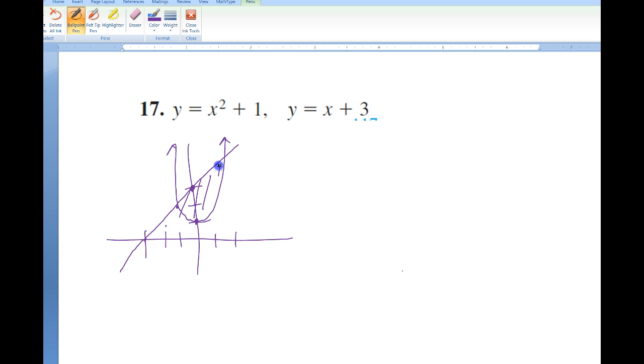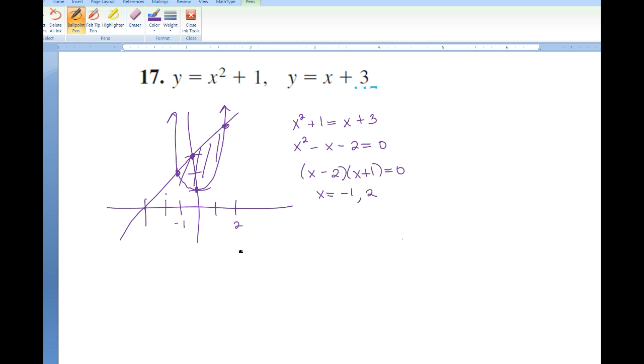So we're looking at this region. Now we need to figure out where they are bounded. If we were to do this by hand, we would set them equal to each other, and this actually ends up factoring. So we get -1 and 2. Those are going to be the bounds. So we're going to take this region and rotate it about the x-axis.